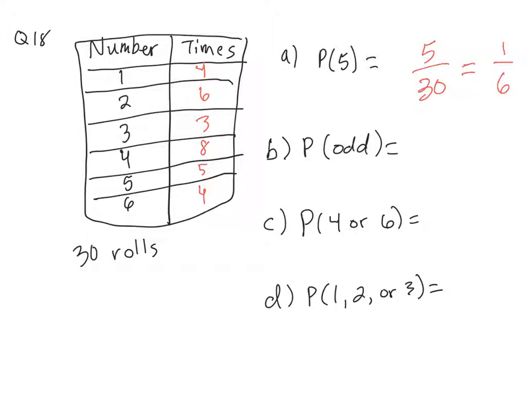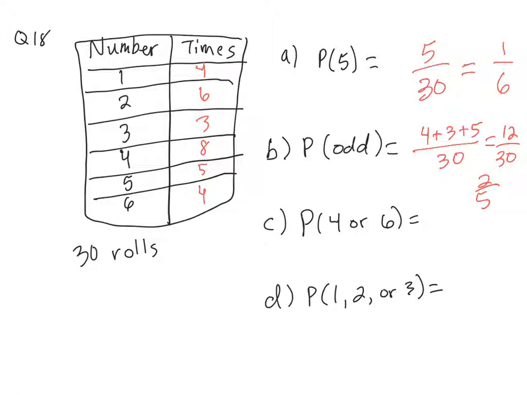The probability that we will roll an odd number: 1 was rolled 4 times, plus 3 times for 3, and then plus 5 times for 5, out of the total of 30. 4 plus 3 is 7, plus 5 is 12 out of 30. I can divide both of those by 6 and get 2/5. So the probability of an odd number is 2/5.